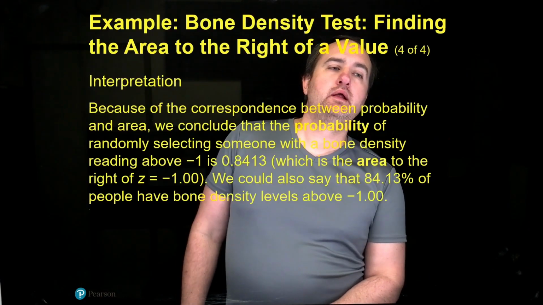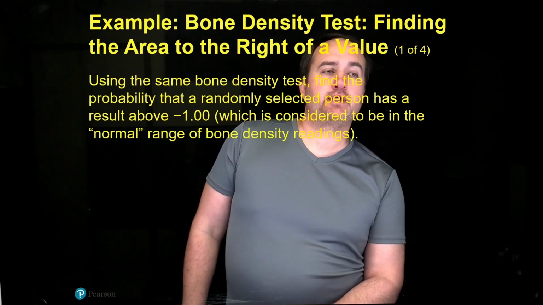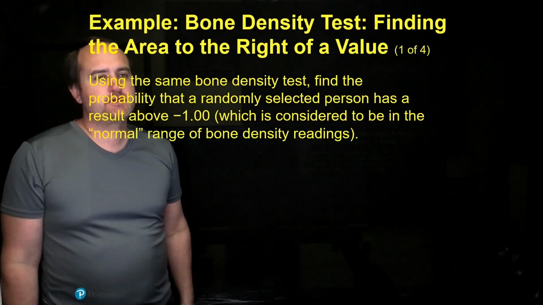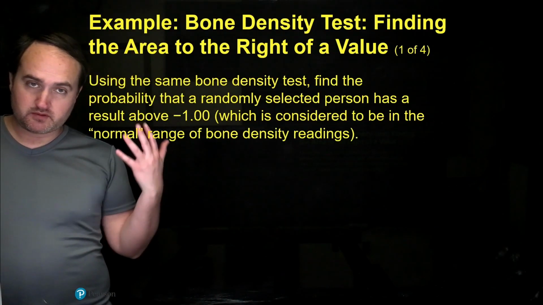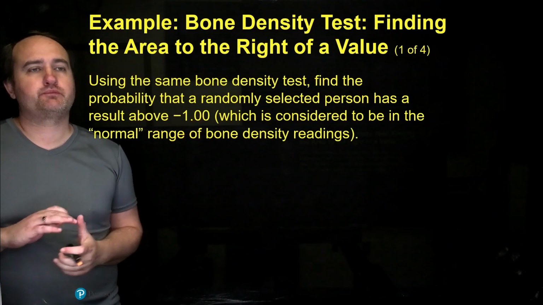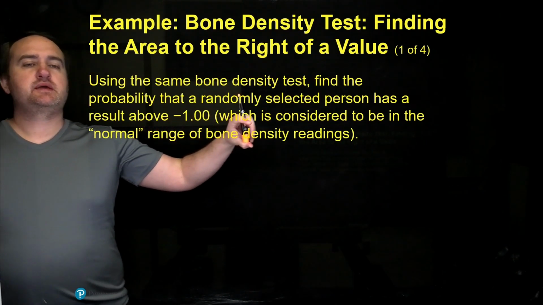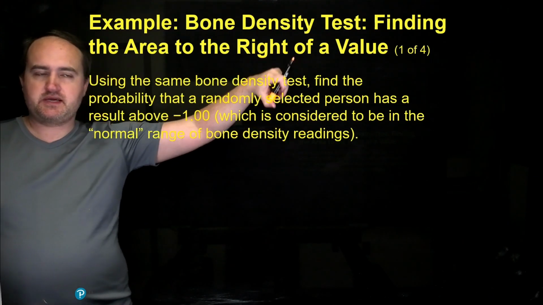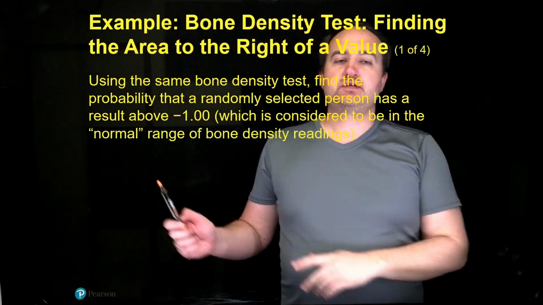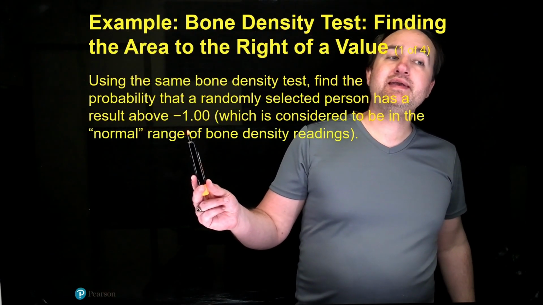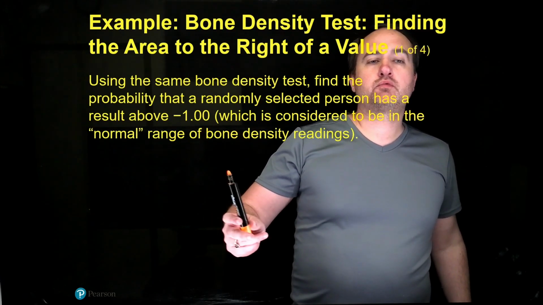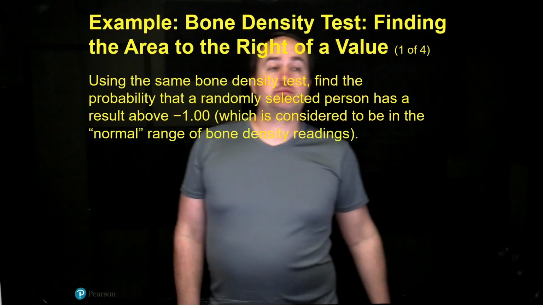Okay, so let me go to a new example here. It's in the slides for your convenience. Don't forget that you can also download the slides and view them or print them out and write on them if it's helpful. Using the same bone density test in a new example, find the probability that a randomly selected person has a result above negative 1.00, which is considered to be in the normal range of bone density readings.